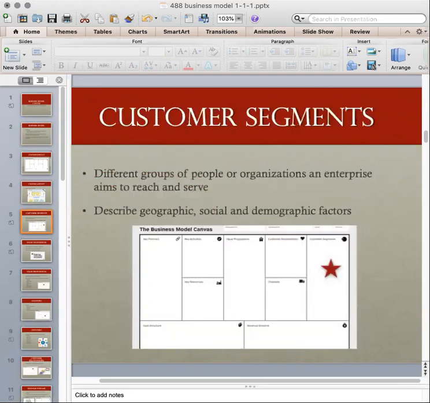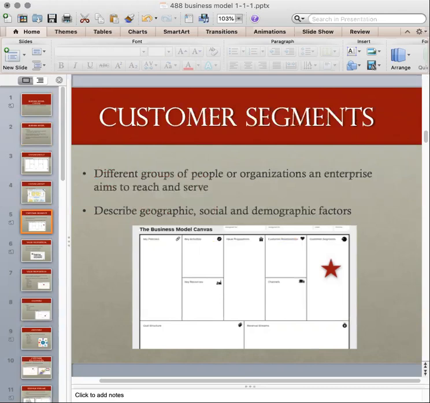So let's start off with the first building block, customer segments. This is defined as the different groups of people or organizations an enterprise aims to reach and serve. Customers comprise the heart of any business model. Without profitable customers, no company can survive for long. In order to better satisfy customers, a company may group them into distinct segments with common needs, behaviors, or other attributes. A business model may define one or several large or small customer segments.